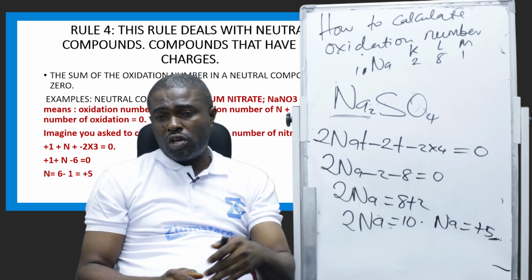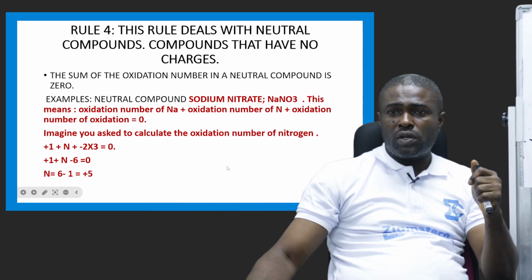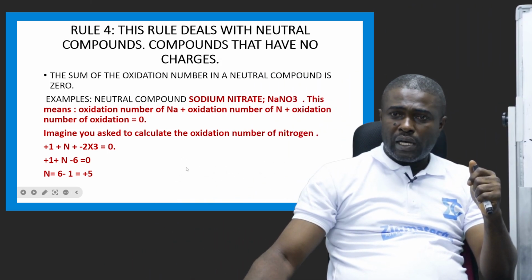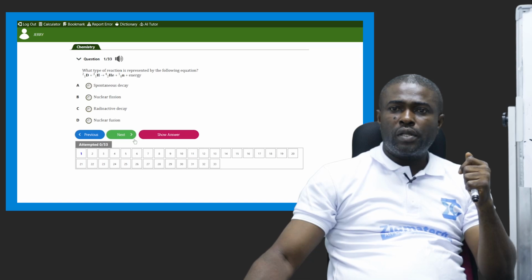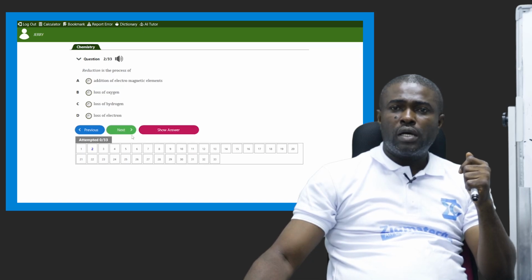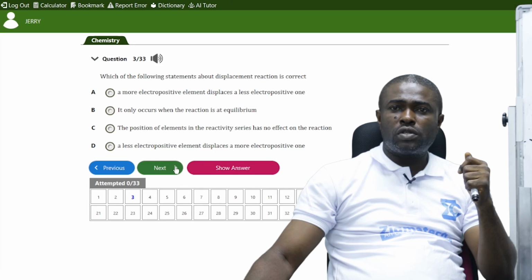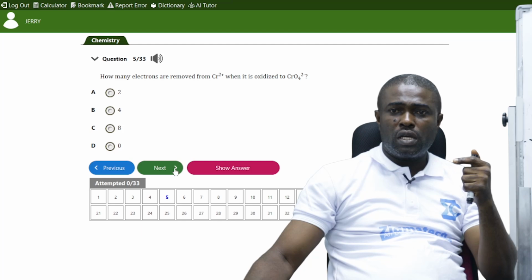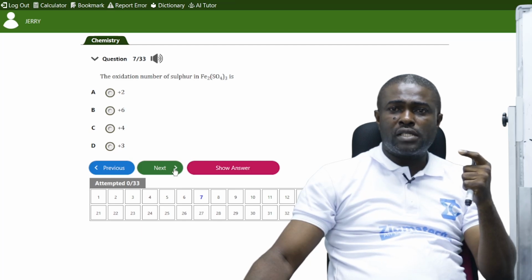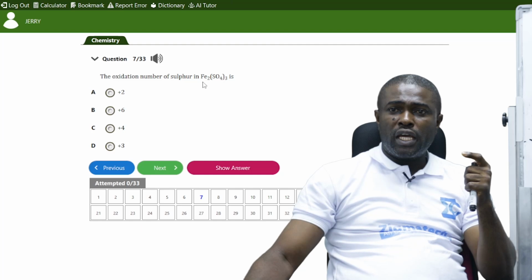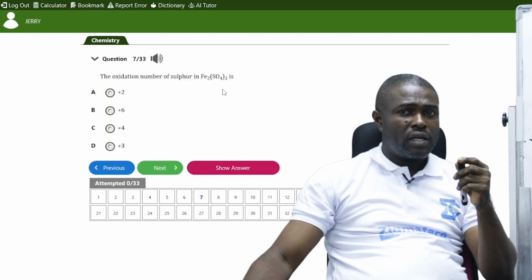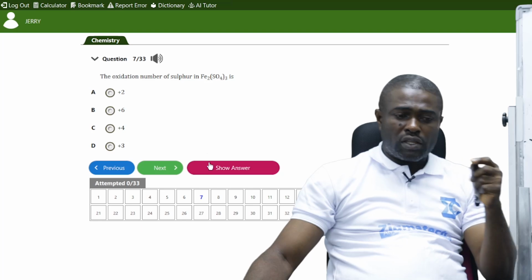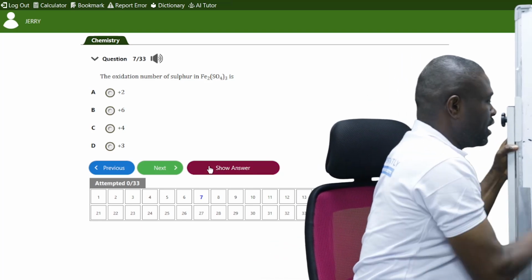Thank you. But before we round up, let us also look at 1 or 2 questions from our exam guide. Probably the one that has to do with oxidation number. We're looking for the oxidation number. It says the oxidation number of sulfur in Fe2(SO4)3 is dash. If you calculate this for sulfur, you are going to get that of 6. Quickly, let's do that.